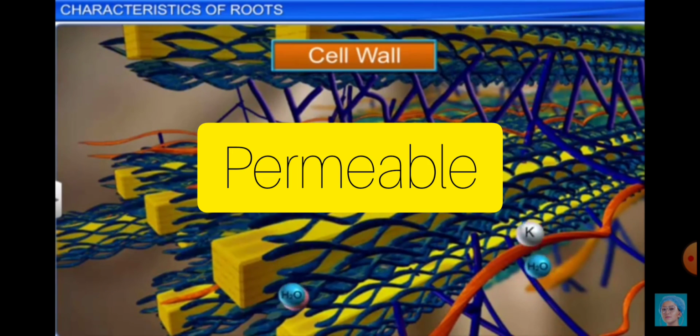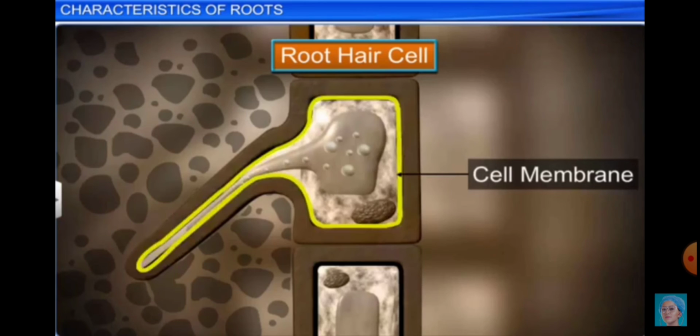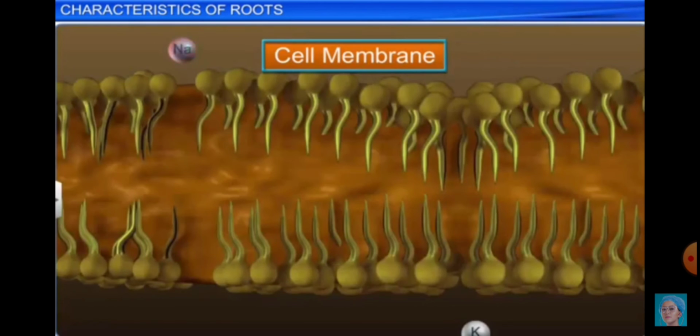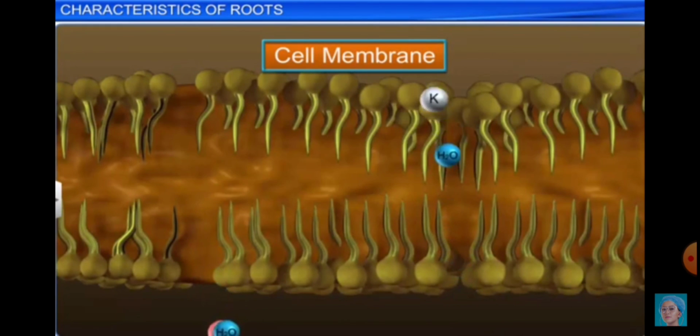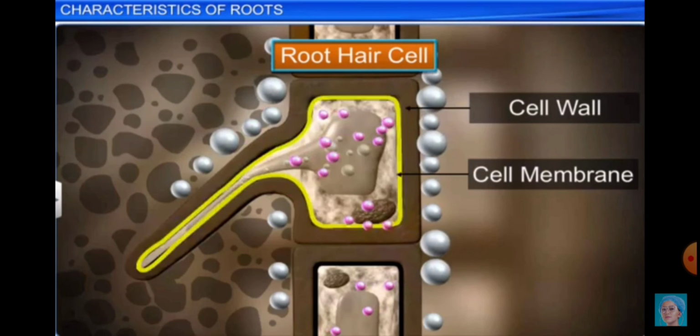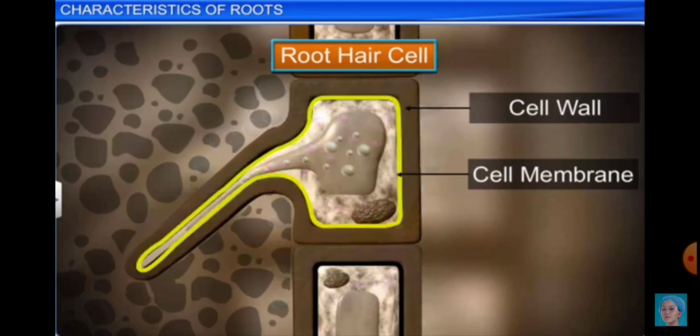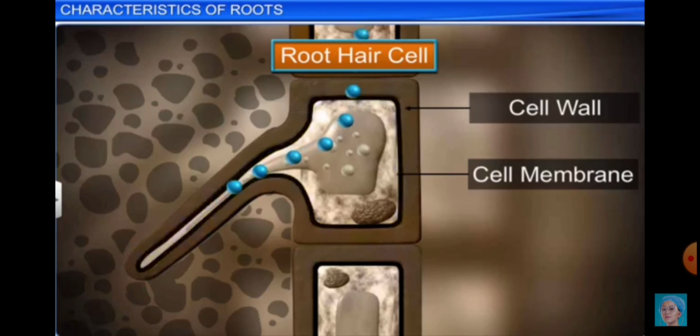The cell wall is permeable. It allows any molecules to go inside and to exit the cell. Whereas the cell membrane is semi-permeable. It allows water molecules and a small amount of minerals to go inside and to exit. That is why only smaller molecules will be able to go inside the root hair cell and the larger molecules will remain outside. And hence the absorption of the water will take place.